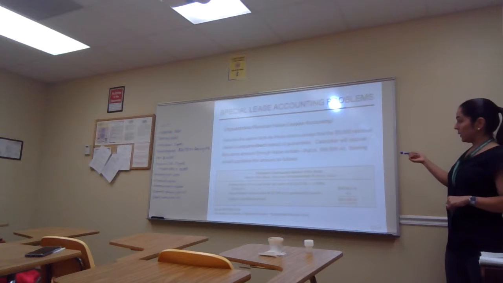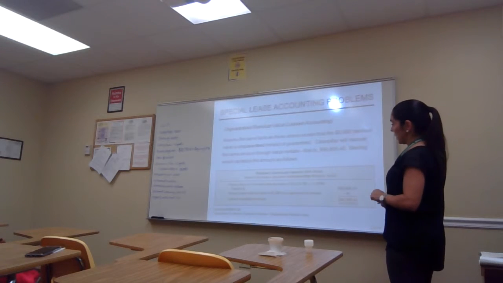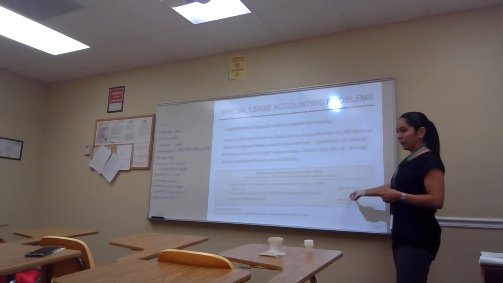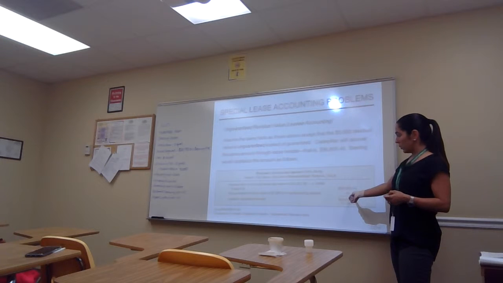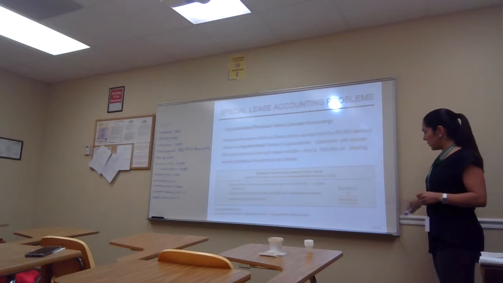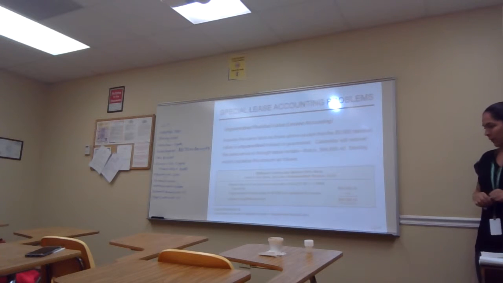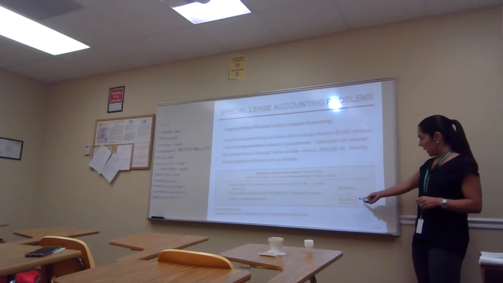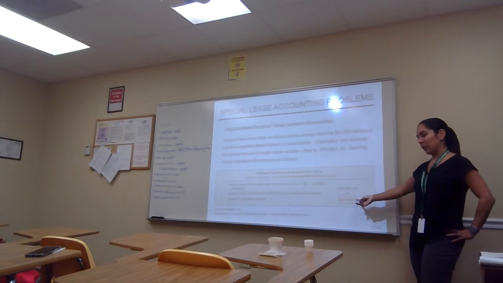So now we do unguaranteed. So what happens if they don't guarantee it? In this case, you use a 0 here for your residual value calculation because they're not guaranteeing it. So your payments stay the same, 96,895.40. Now your capitalized amount, notice, is not 100,000 like it was before.